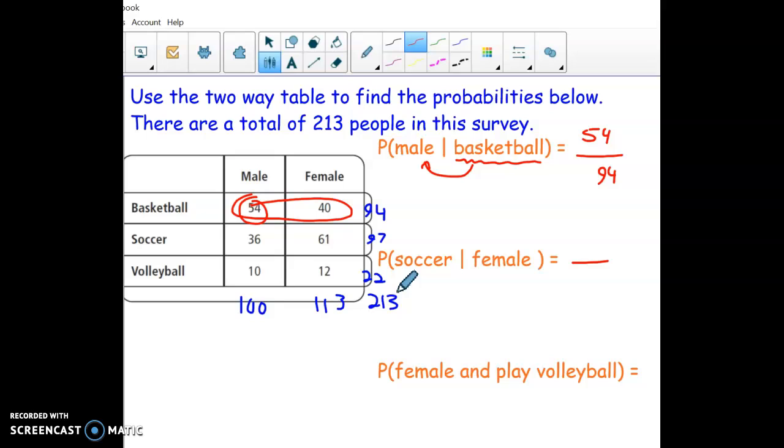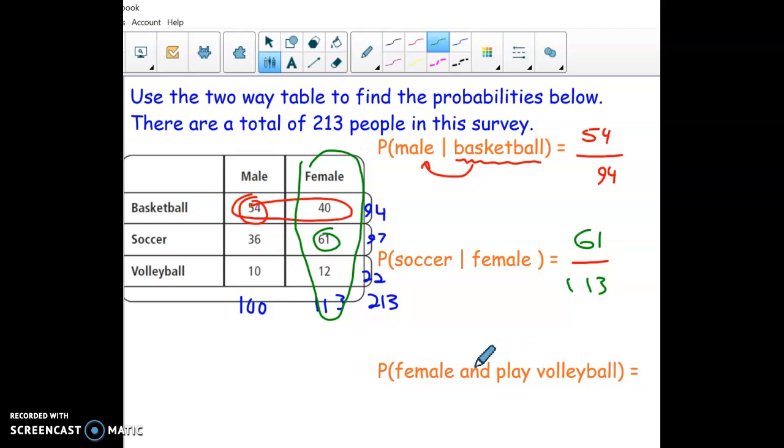All right. Again, hopefully you tried this already, but play soccer, given that they're female. Now I'm looking at all the females, because it's given that you're female, so that's that column. That's 113. And then they play soccer, given that they're female. Out of those females, how many play soccer? That would be these 61. There's going to be 61 out of 113.